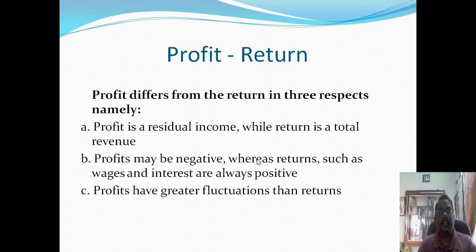The third aspect is that profits have greater fluctuations. Today's profit may be doubled tomorrow, next month, or even after 2 or 3 months. But the return is quite common and fixed. Even for 12 months it will not change, neither going up nor going down. That is what profit and return are about.